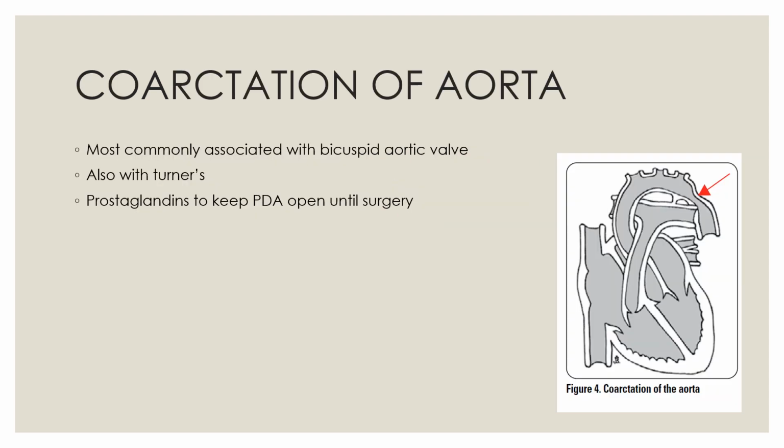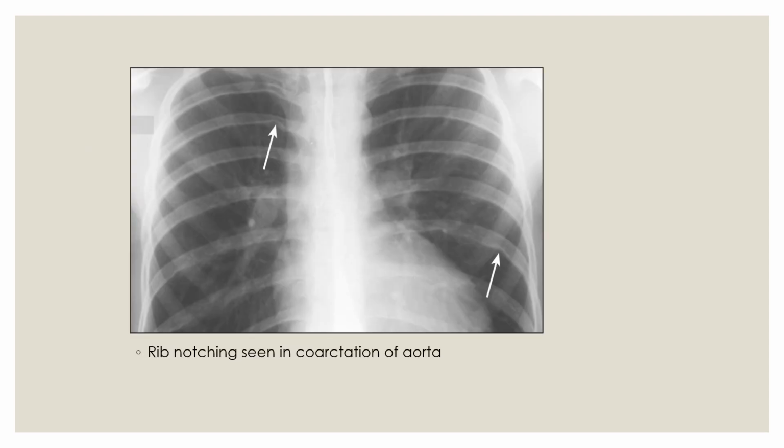Now, coarctation of aorta is most commonly associated with bicuspid aortic valve. Turner's is associated with bicuspid aortic valve, so Turner is also having a higher incidence of coarctation of aorta. You can give prostaglandins to keep the PDA open until surgery. So this is rib notching, which is seen in coarctation of aorta.